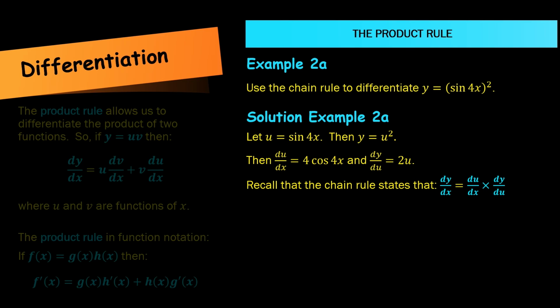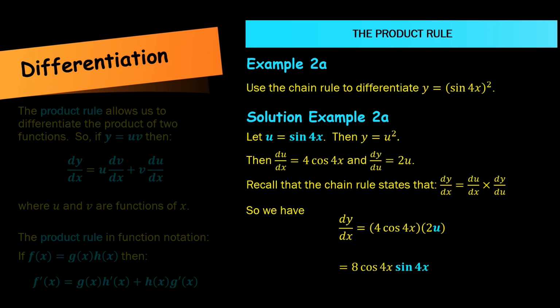Recall that the chain rule states that dy dx equals du dx times dy du. So we can plug these into the expression for dy dx to give us 4 cos 4x times 2u. And this equals 8 times cos 4x times sine 4x.